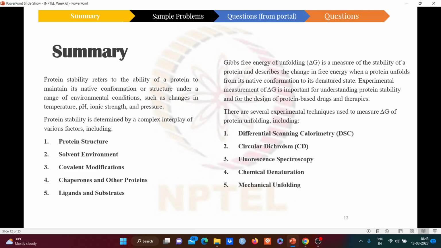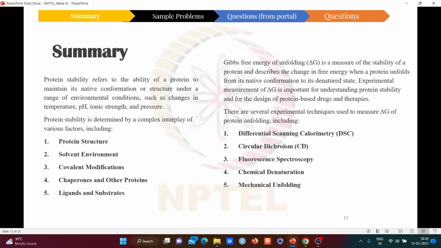Next is mechanical unfolding. So mechanical unfolding involves the use of atomic force microscopy or optical tweezers to stretch a protein until it unfolds. So by applying the force extension curve, delta G of unfolding can be calculated.